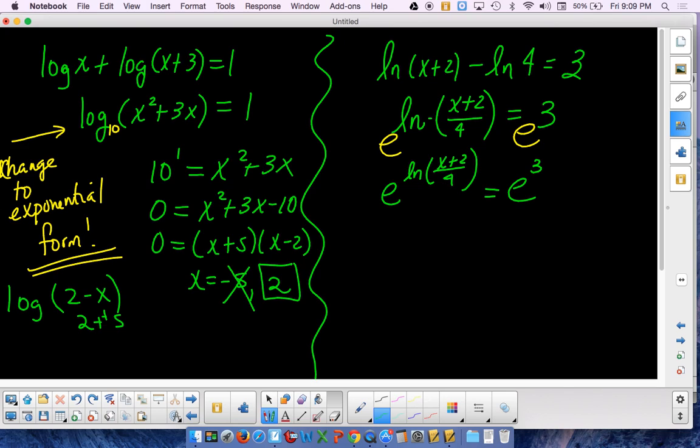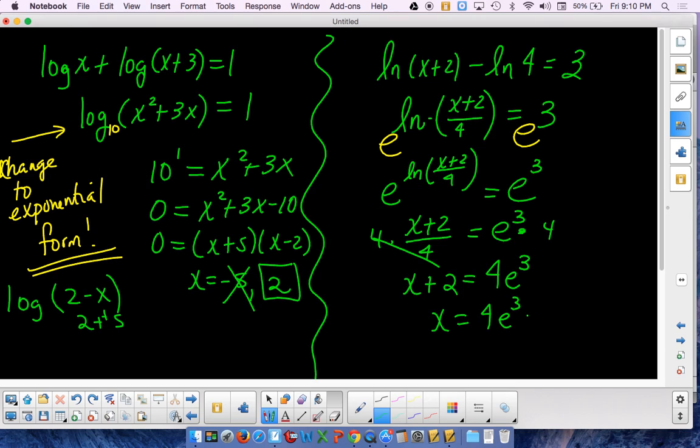Now, because I have an exponential function e raised to a natural log power, they still do cancel each other out, and I'm left with (x plus 2) over 4 equals e cubed. Now, I need to multiply the 4 to the other side, so I would make that 4e cubed when I multiply it to the other side. Write that in there so you can see that. And then last but not least, I would have to subtract the 2. If they ask for an exact answer, you're going to get 4e cubed minus 2.